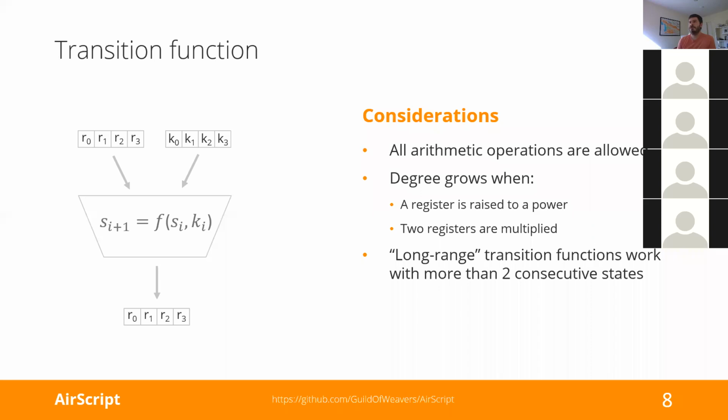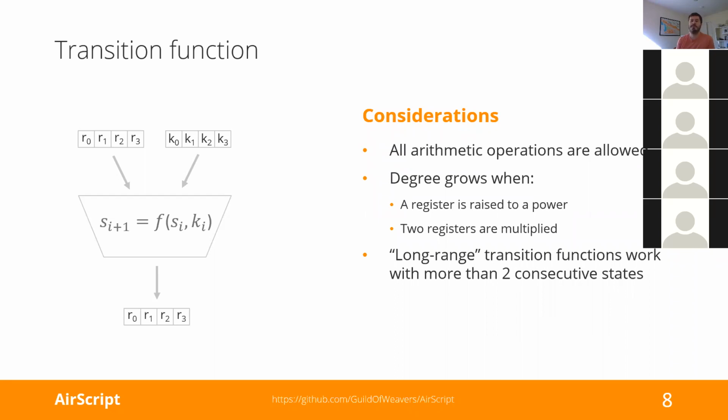So, some considerations for the transition function: you can do any kind of arithmetic operations, multiplication, addition, division, and so forth. The degree of the transition function grows when a register is raised to a power, or you multiply 2 registers. One thing I didn't really talk about is that this transition function only works with 2 consecutive states. But in theory, and not only in theory, there might be useful situations where you want what is called a long-range transition function, where it can work on multiple states, not just the 2 consecutive. Basically, it takes more than 1 state to produce the next state.